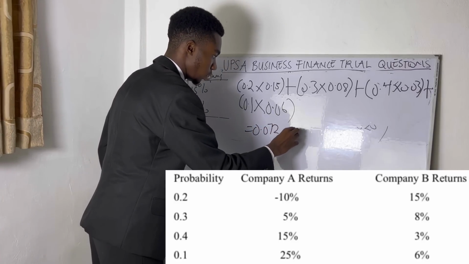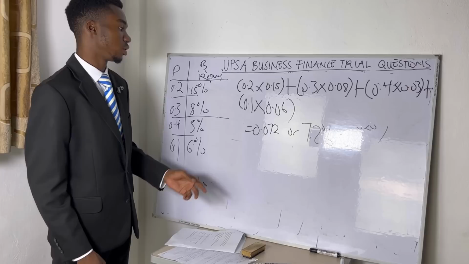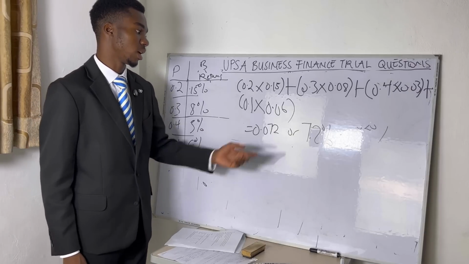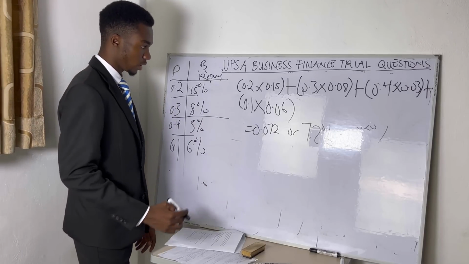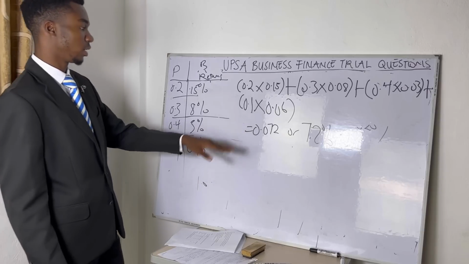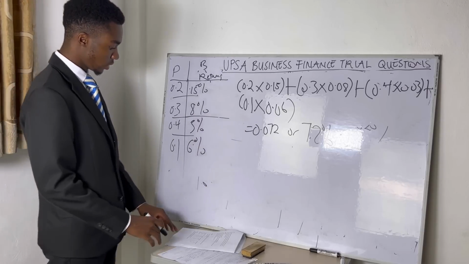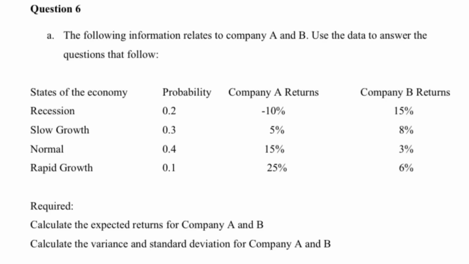0.072 or 7.2%. So when you get the 0.072, you can just multiply it by 100, then you get a 7.2%. So we are done with the expected returns for company B. So this is the expected returns for company B. Now the next one says we should calculate the variance and standard deviation for company A and B.